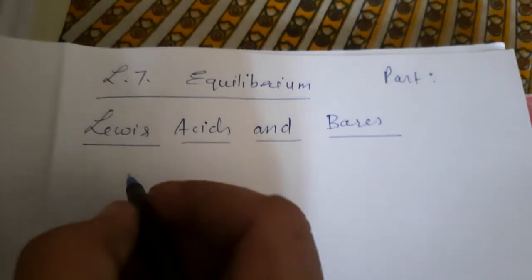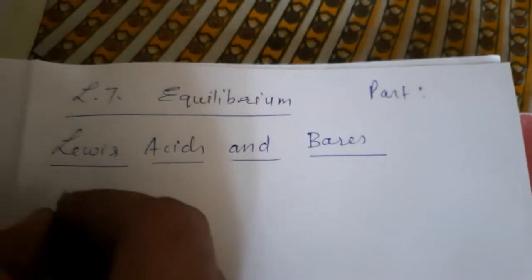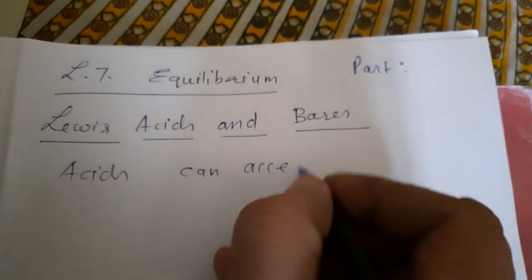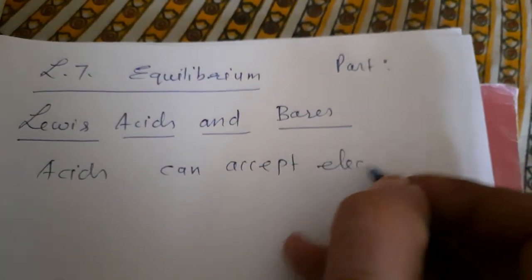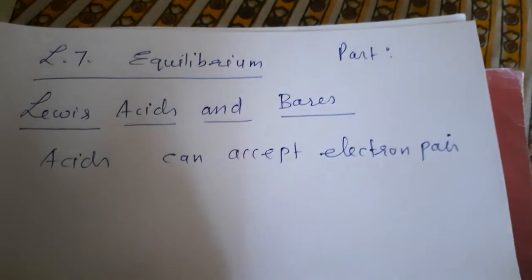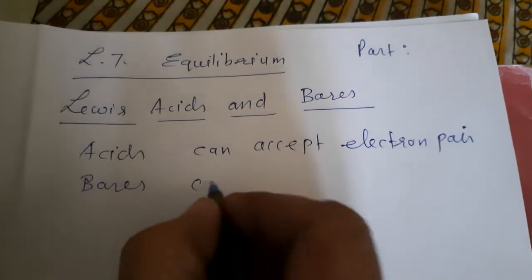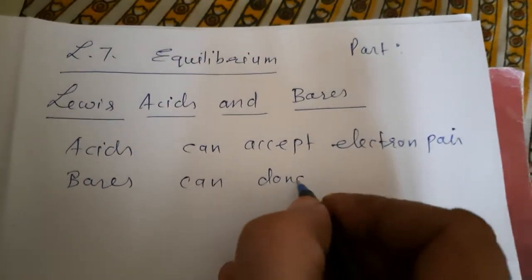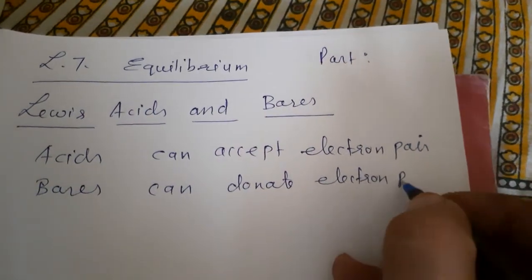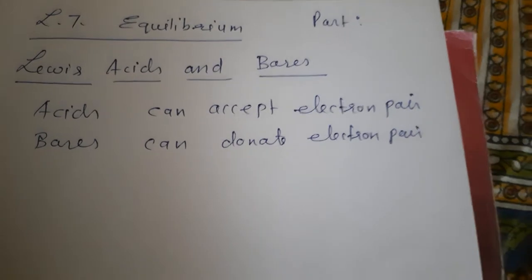So what are Lewis acids? Acids are the substances which can accept an electron pair. Acids can accept an electron pair. Now, one which is deficient of electrons will accept the electron pair, and bases donate the electron pair. Right, children? So this is the concept of Lewis acids and bases.